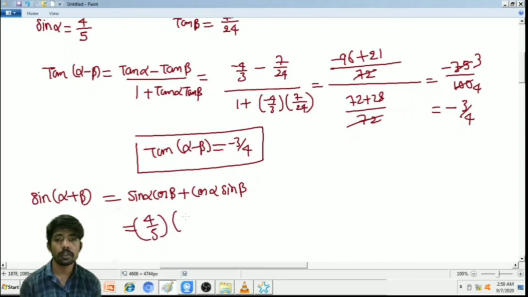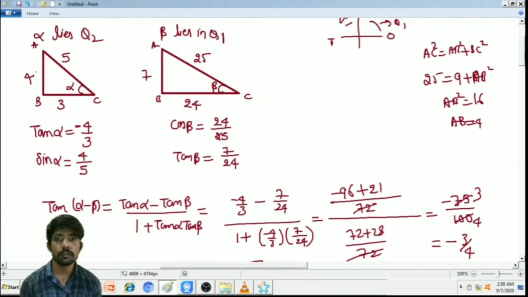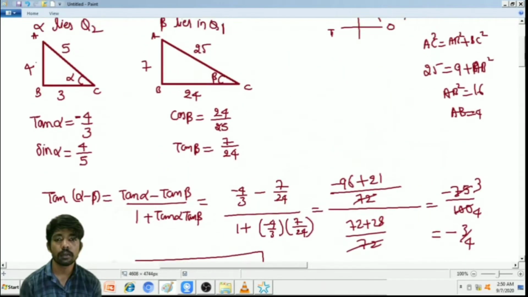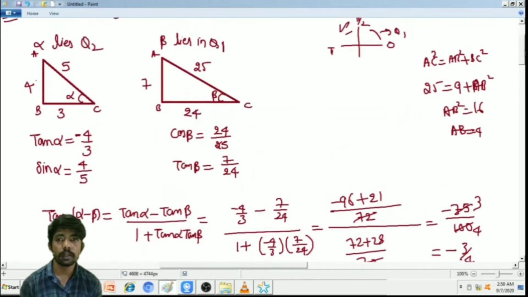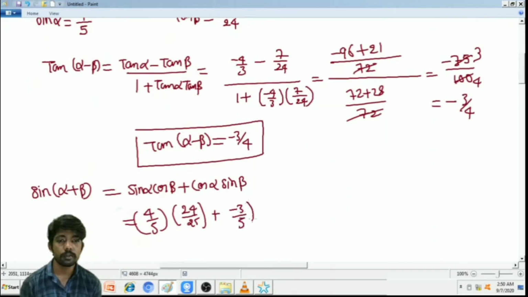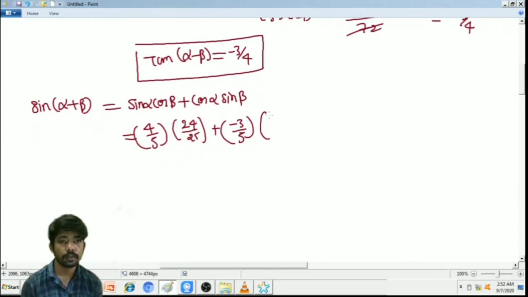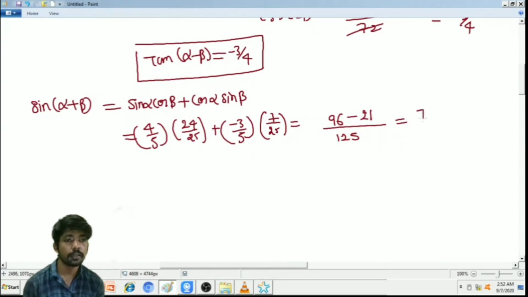4 by 5 into cos beta value 24 by 25, plus cos alpha is minus 3 by 5, into sine beta 7 by 25. From here we can write it with 125 as LCM. 5 into 25 is 125, and 4 times 24 is 96, minus 3 times 7 is 21. From here we can subtract, you get 75 by 125.